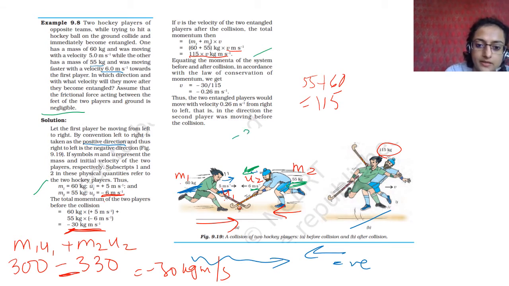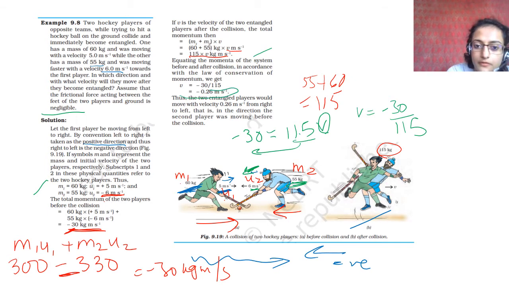You write minus 30 is equal to 115 V. Okay, so V is, you bring this here, minus 30 upon 115. Therefore, this is your final velocity. This one, okay, minus 0.26 meter per second.